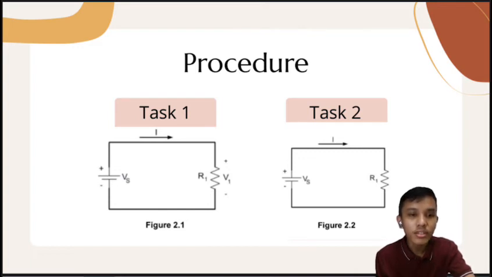Step 6 is create a current voltage graph using the data from table 2.2 and determine the value of the unknown resistance R1 based on your graph. Last but not least, step 7, write a brief discussion based on the entire set of the results.